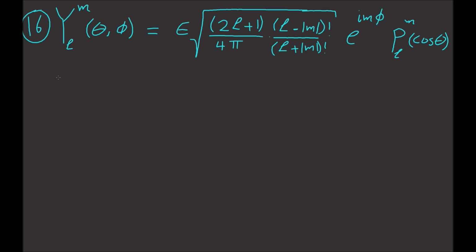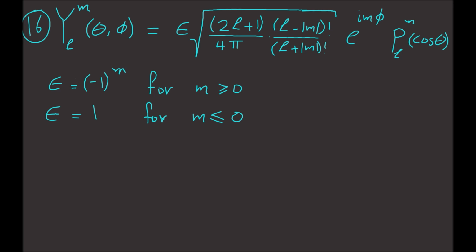I also want to say that epsilon is equal to -1 to the m power for m greater than or equal to 0, and epsilon is equal to 1 for m less than or equal to 0. There you have it. This is the solution for the first half of the Schrodinger equation.